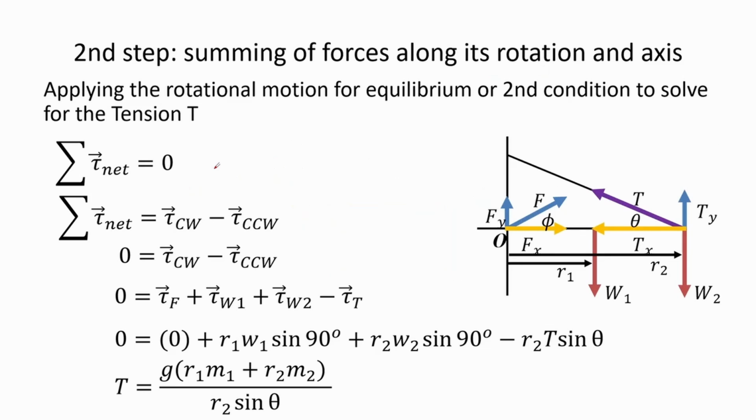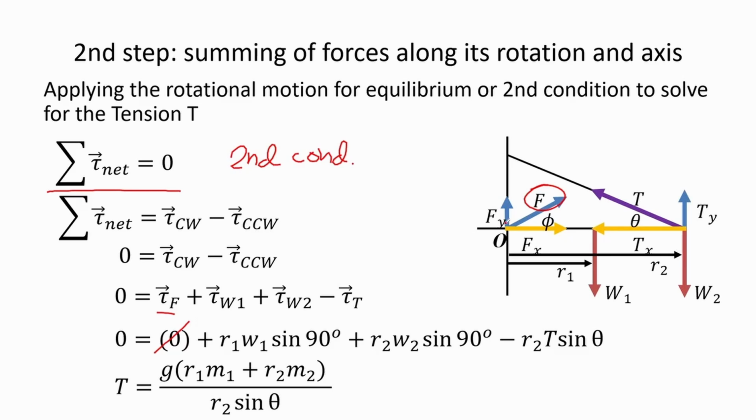In the second step we sum the forces along its rotation and axis. So for the tension we apply the second condition for equilibrium to solve it. We examine the figure and determine if that force would cause rotation clockwise, counterclockwise, or no motion at all, given the axis of rotation at the origin O. The first one is the force F, which is located on the axis of rotation, so it will not cause rotation if its line of action intersects the point of rotation.